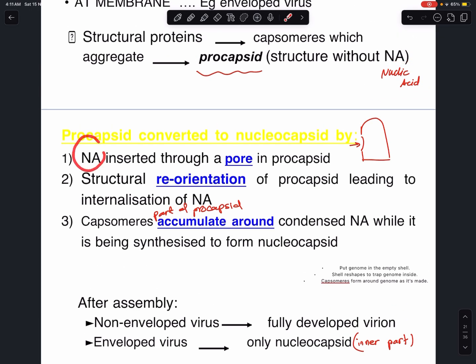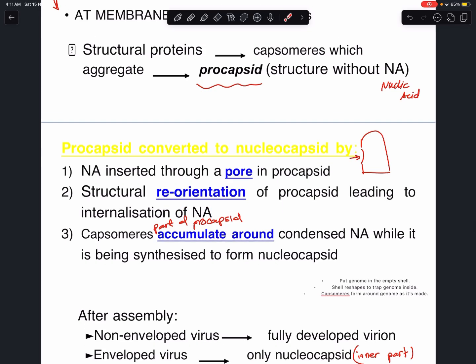So a nucleic acid is inserted through a pore in the procapsid, then a structural reorientation of the procapsid leads to internalization of the nucleic acid. So there is a pore in the procapsid, like here, and the nucleic acid is now getting inside. Then there is structural reorientation. So it changes the shape of the covering to make the nucleic acid trapped.